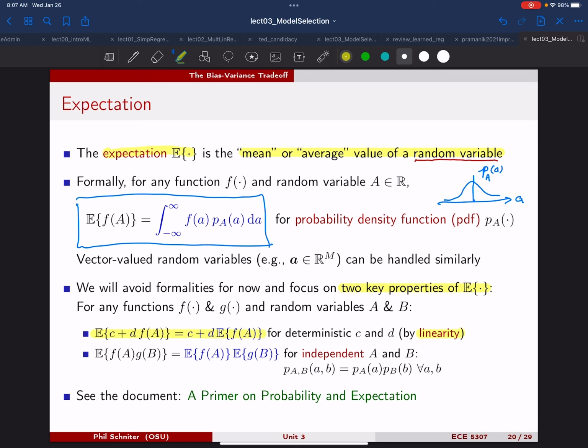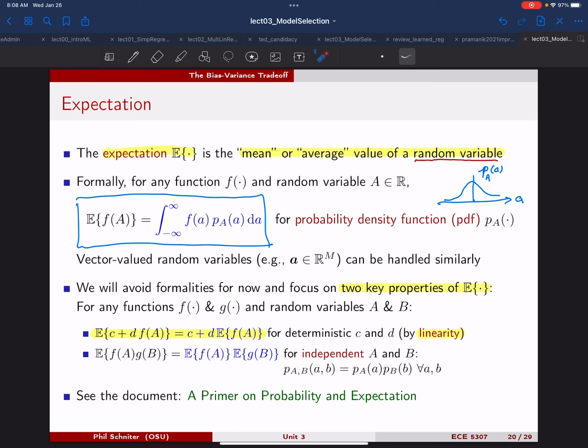Okay, so it goes like this. If we have the expected value of c plus d times some function of a, then the key point is that expectation is a linear operator. So the expectation, we can apply it individually to these two terms that are added together. And in fact, because d is just a scaling term that's not random, the d itself can come out of the expectation and we get this.